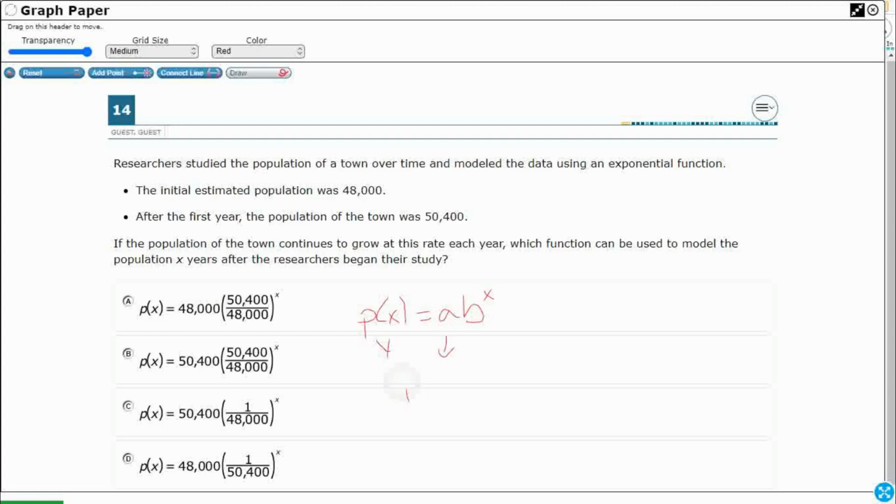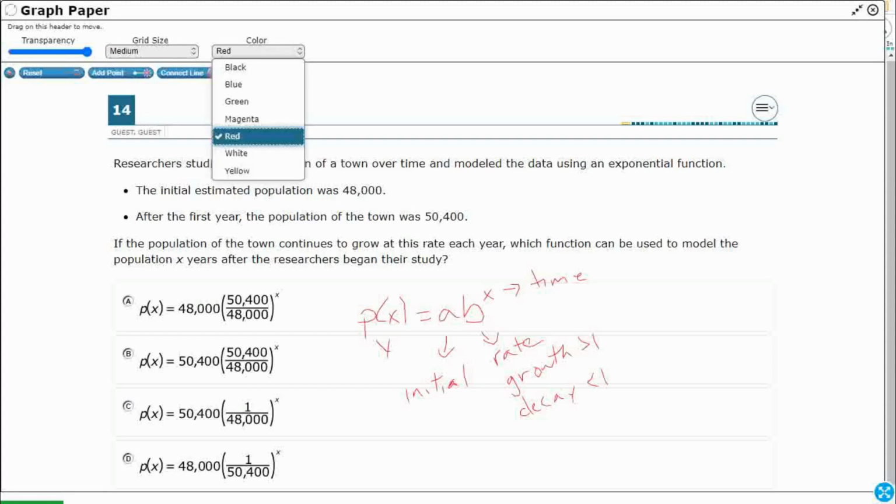So a is always the initial amount or the starting amount, population growth, or maybe you're investing money, that's your principal. And this is always your rate, your b. Now, it can be a growth rate if it is greater than 1. It's going to be a decay rate if it's less than 1. So sometimes it grows larger, sometimes it decays or gets smaller. And then your x is usually your time factor. So we just need to take this real world situation, put it into an exponential function.